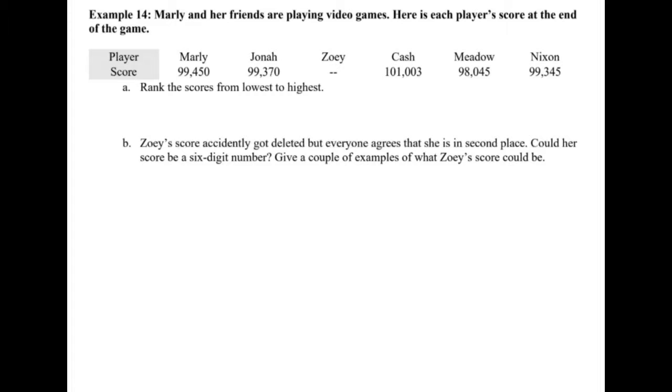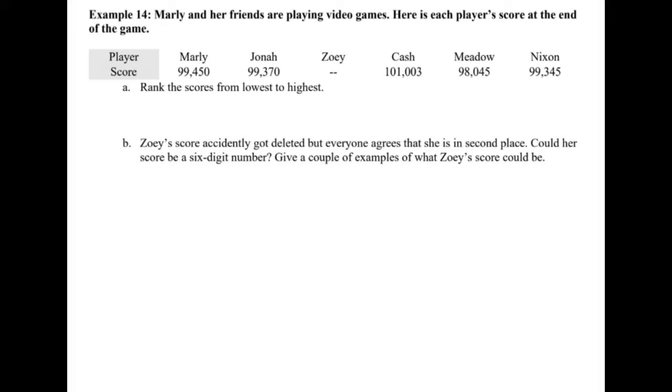Example 14. Marley and her friends are playing video games. Here's each player's score at the end of the game. And you see 6 scores, except one of them is missing. So A, you're going to rank the scores from lowest to highest. And then B, Zoe's score accidentally got deleted, but everyone agrees that she's in second place. So could her score be a 6-digit number? Give a couple of examples of what Zoe's score could be. All right, so we read through the whole thing.